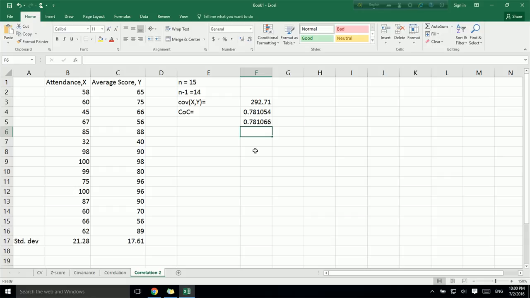So we can say that there is a positive correlation between attendance and average score, and it is about 80%. So there is a positive correlation between class attendance and average score. So in this lesson we learned how to calculate covariance and coefficient of correlation in Excel.